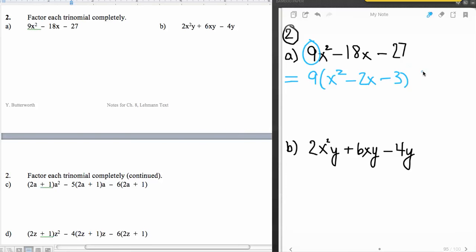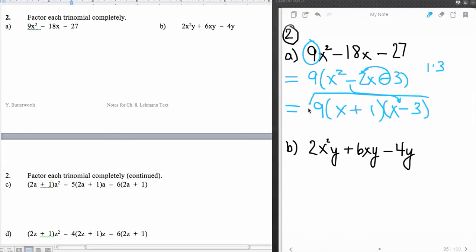3. Now next I'm going to look for the factors of 3, 1 and 3, that give me a difference of 2. Yes, 1 and 3 give me a difference of 2, so I'm going to not forget to copy down my GCF, and then I'll need an x with a 1 and an x with a 3, and then the middle sign here is going to tell me the sign of the bigger number, so negative 3 and a positive 1. So there's my factorization there.